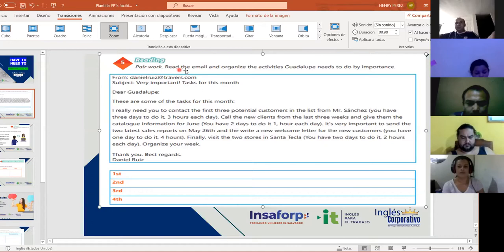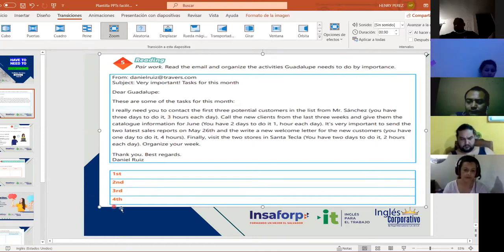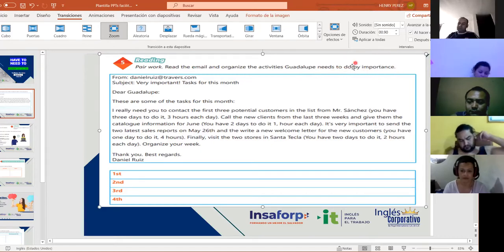Read the email and organize the activities Guadalupe needs to do by importance. To do, need to do by importance. All right, very good. So aquí es organizar, organize the activities. There are four, hay cuatro actividades principales. And you need to organize based on what do you think sean las necesarias, basados en la importancia. Which ones do you think are most important?